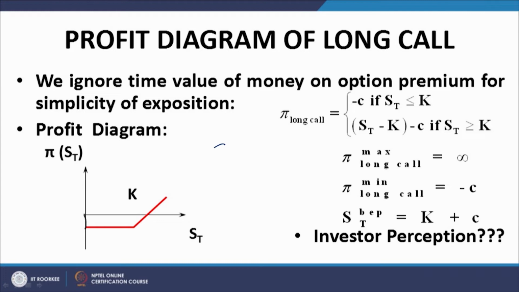Let us assume that ST is less than K. What does it mean? It means that the market price is lower, the exercise price is higher. So, why should I invoke the option and buy at the higher price? If I want to acquire the asset, I would rather buy it in the market at ST and let the option lapse. So, the bottom line is that if ST is less than K, the option will not be exercised.